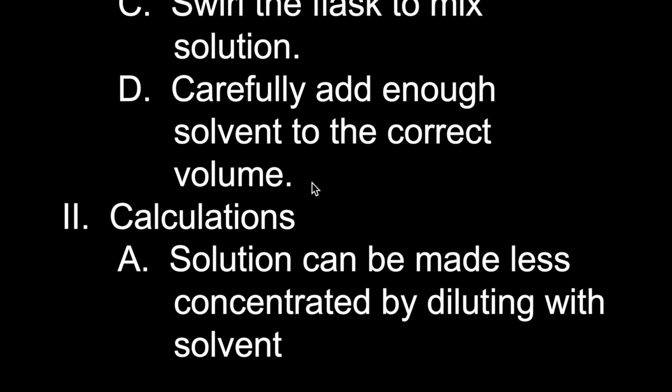So in other words, at that point, you go ahead and bring the volume up to the top, to that mark along the neck of it. Now the way that you go about calculating the solution here: the solution can be made less concentrated by diluting it with solvent. In other words, most often you can dilute it by adding more water to it.